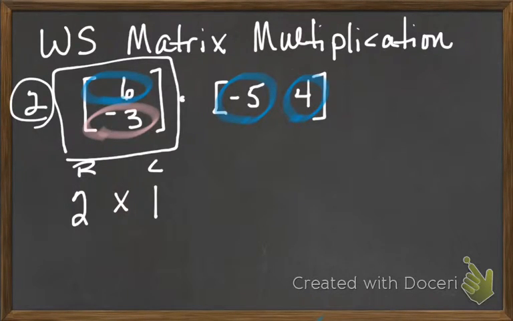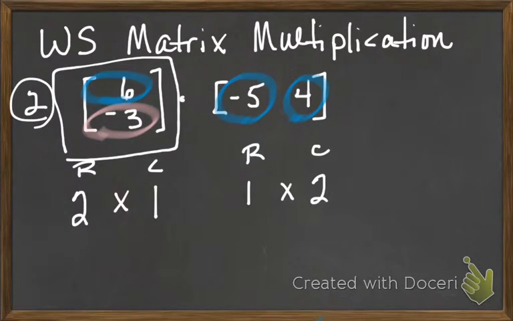The second matrix has how many rows? 1 row. And sometimes I have to do this. Guys, look, this is a row. This is a row, and this is a column. So the second matrix has 1 row, and how many columns? 2. So the second matrix would have dimensions of 1 by 2.